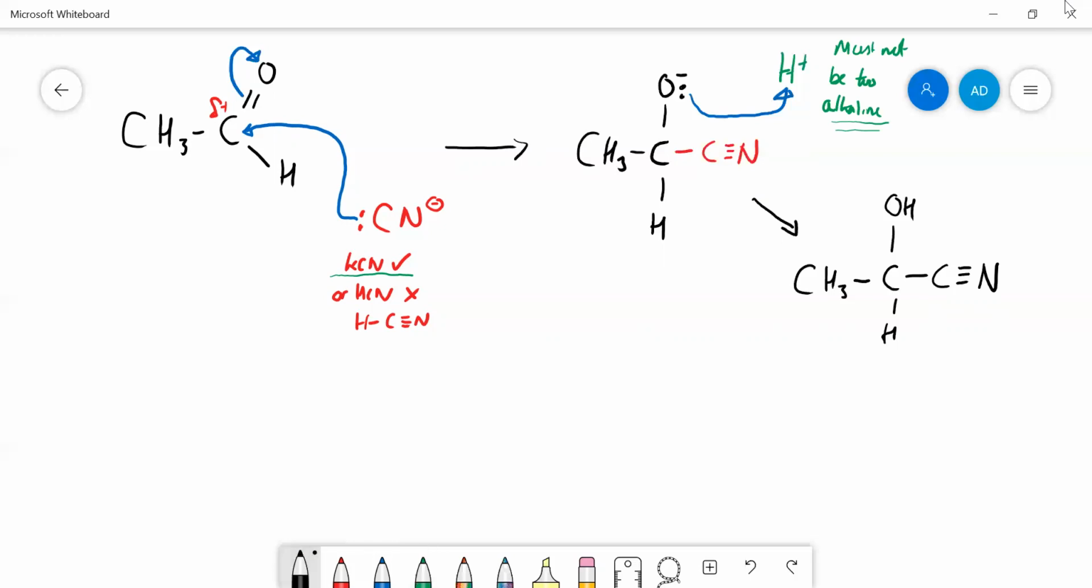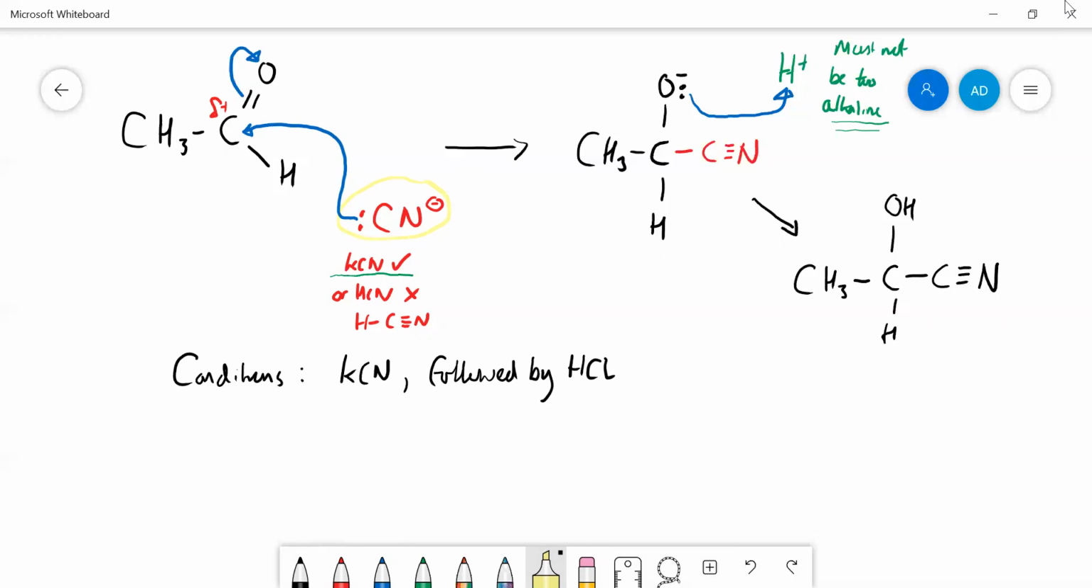So the conditions, and this is what the conditions are, KCN, sorry, KCN in... followed by HCl. And if you like, the KCN is needed for this first step here, and the HCl is needed to provide, you need some H pluses there. Okay, so that's the conditions they want you to write down. You've got to say that.